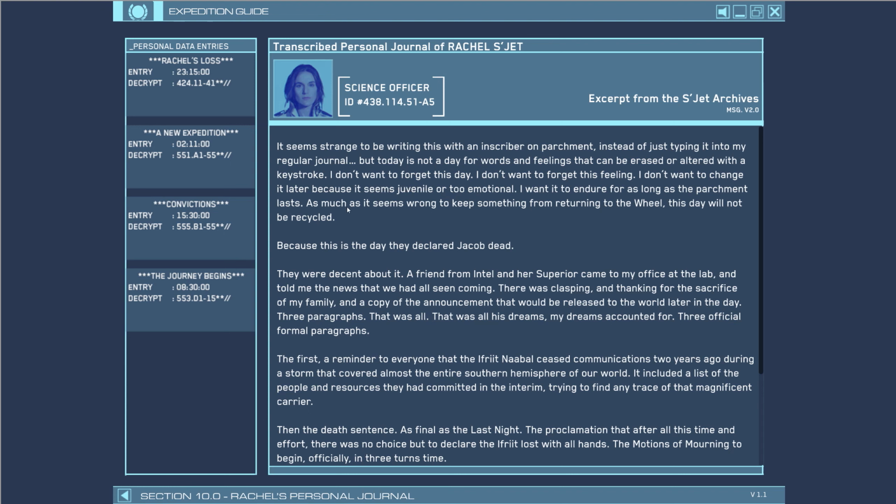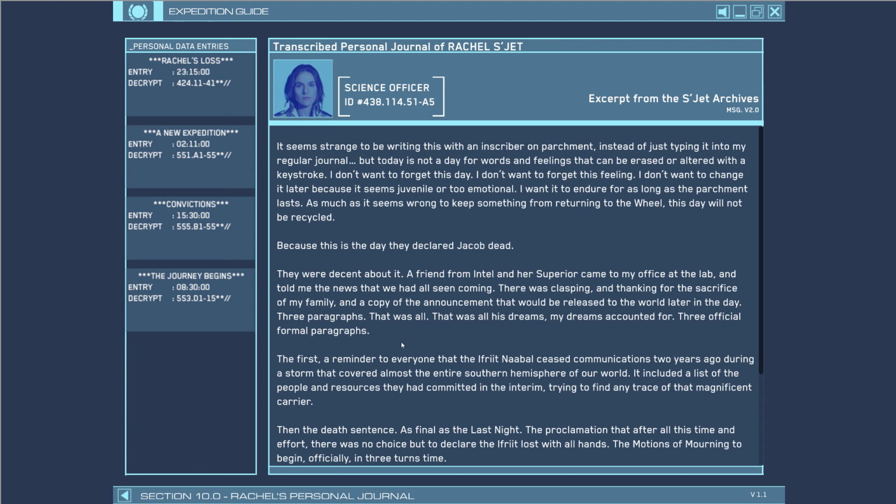As much as it seems wrong to keep something from returning to the wheel, this day will not be recycled, because this is the day they declared Jacob dead. They were decent about it. A friend from Intel and her superior came to my office at the lab and told me the news that we had all seen coming. There was clasping and thanking for the sacrifice of my family, and a copy of the announcement that would be released to the world later in the day.